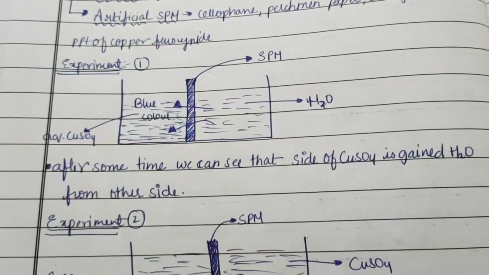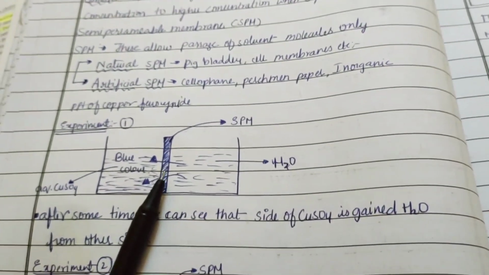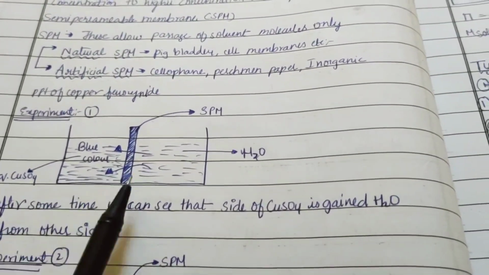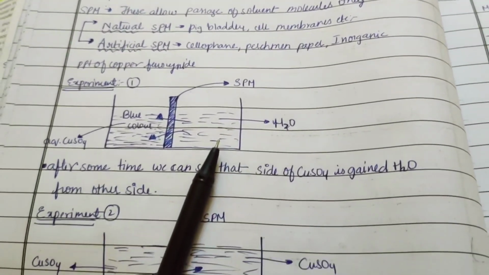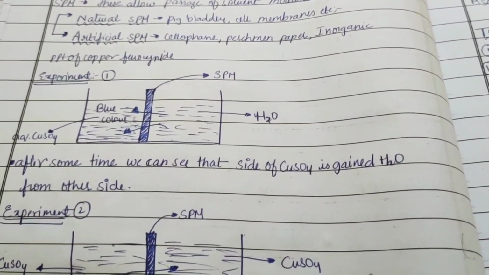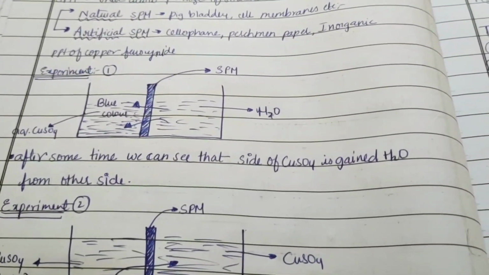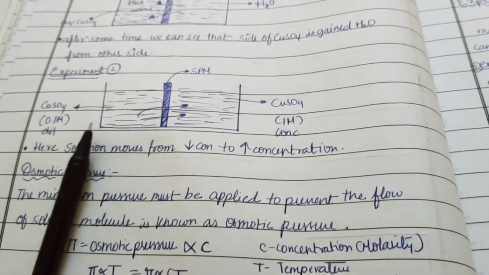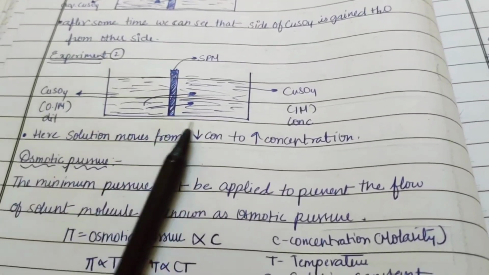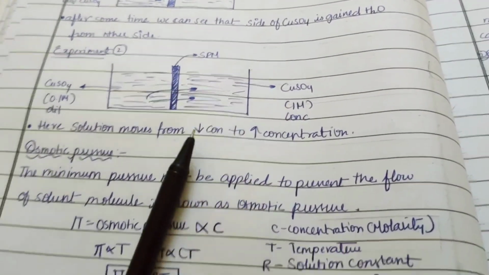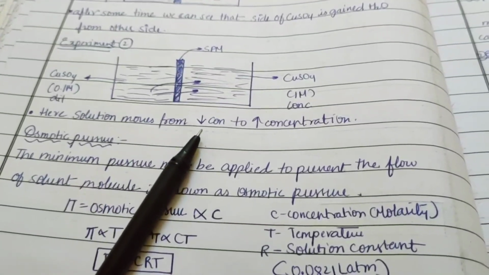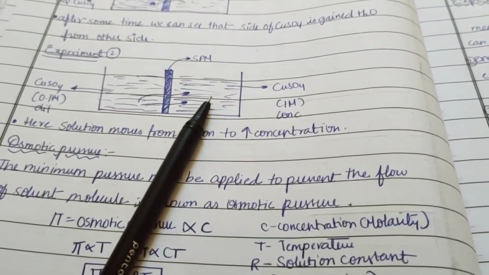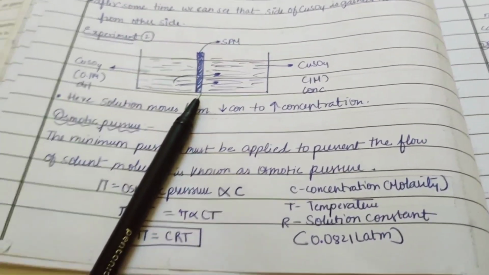Here let us do an experiment. Here we have a semi-permeable membrane between two beakers, where one beaker consists of aqueous CuSO4 and one beaker consists of water. We can see after some time that the side of CuSO4 has gained water, so it moves from low concentration to high concentration. We can do another experiment. Here we have dilute CuSO4 solution, and here we have concentrated CuSO4. So we can see here the solvent moves from low concentration to high concentration, from dilute solution to concentrated solution, until it reaches equilibrium.